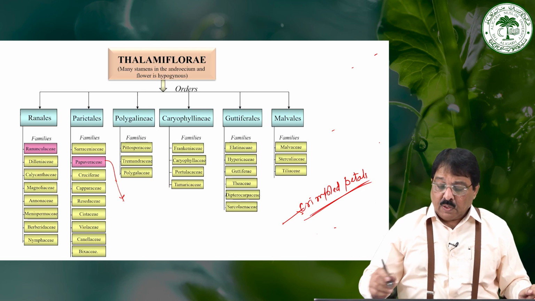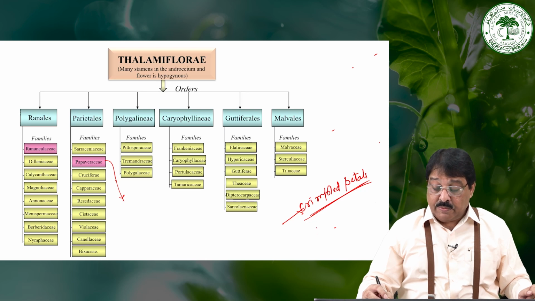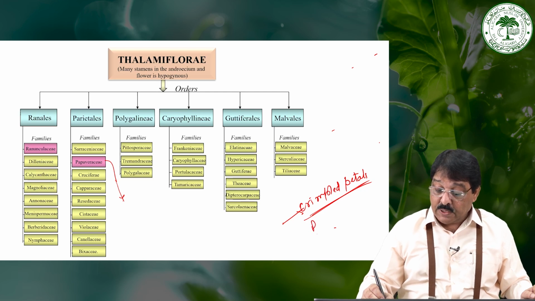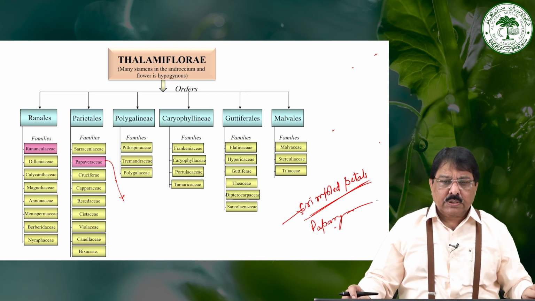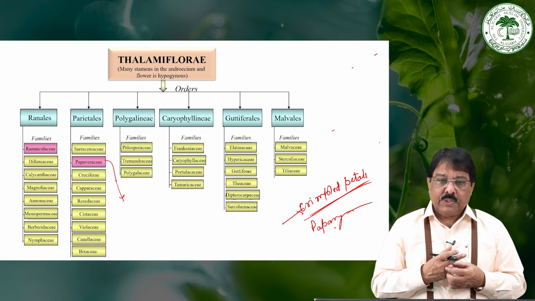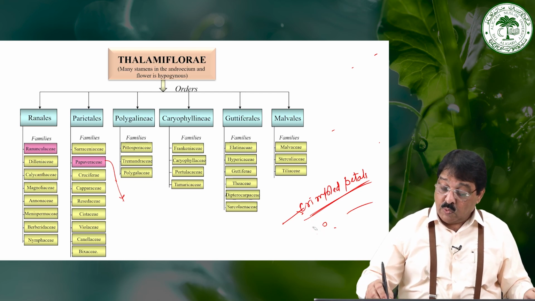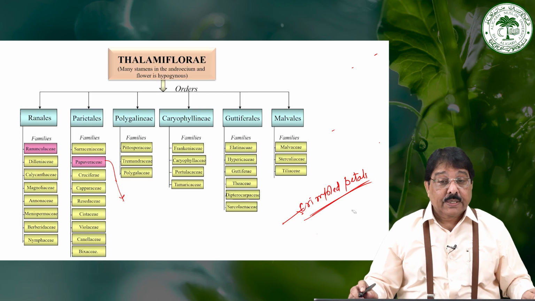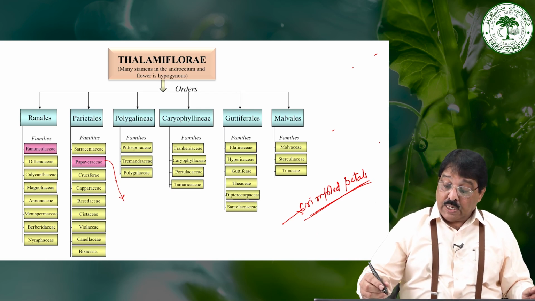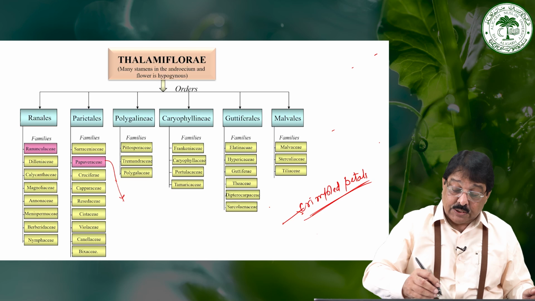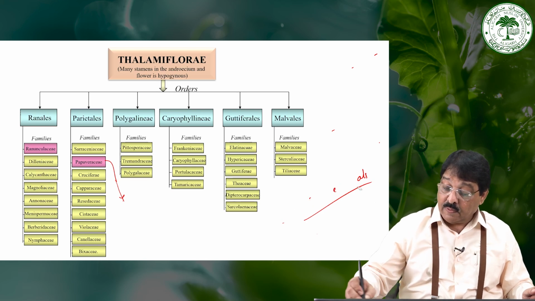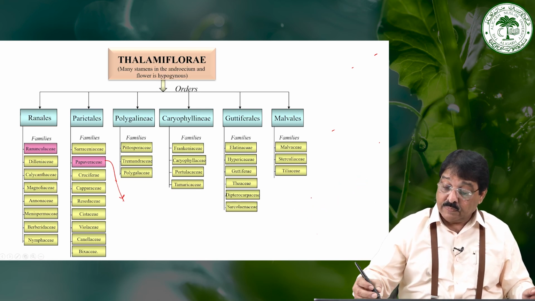Another character of the Papaver is the papery petals. Petals will be very thin, you can say very thin petals will be there. That is called papery petals. As well as one more character of the Papaver is the caducous calyx. The calyx is caducous.